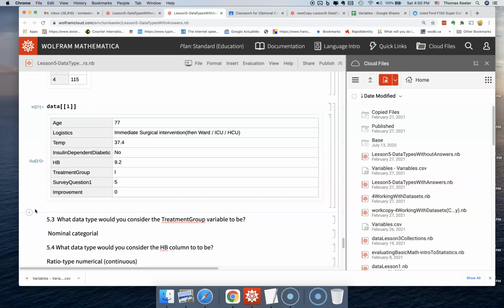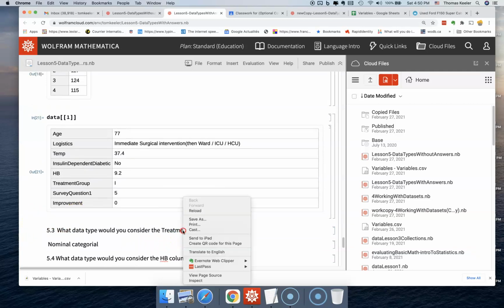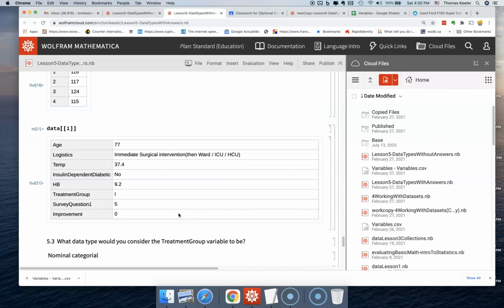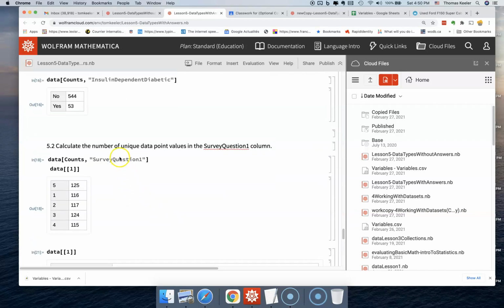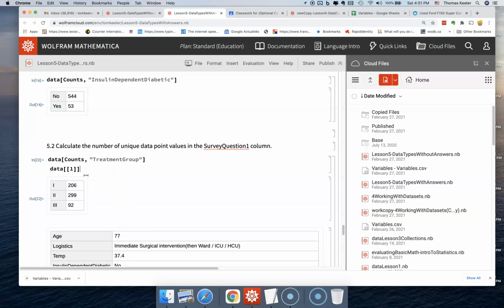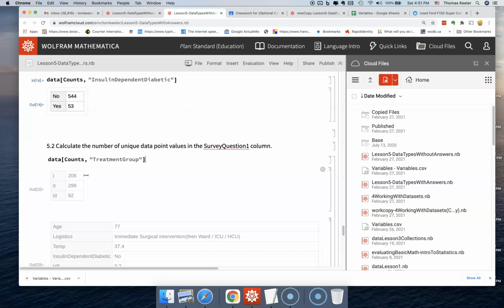Okay, so treatment group. What data type would you consider? Well, let's go ahead and grab this. No, it didn't work. Let's grab treatment. Let's put in treatment group. Just look how you spell it. Okay, so it's with capitals. And let's look at what we get for data for it. So there's three treatment groups, and I think it could be that your patients are going to be given one vaccine or the other vaccine or a placebo vaccine. So you've got three different groups of people.